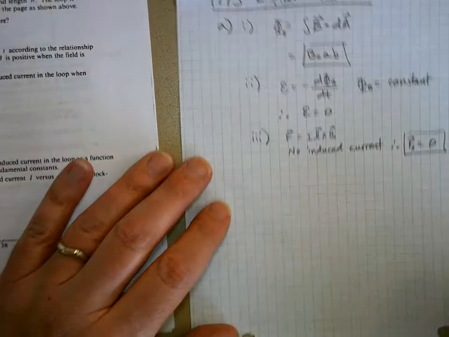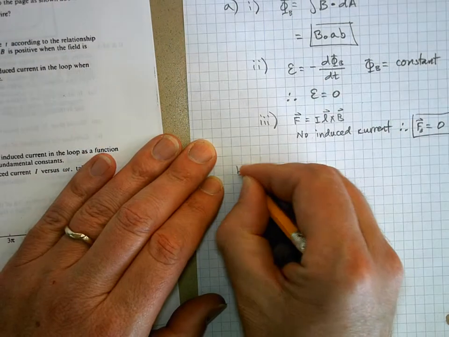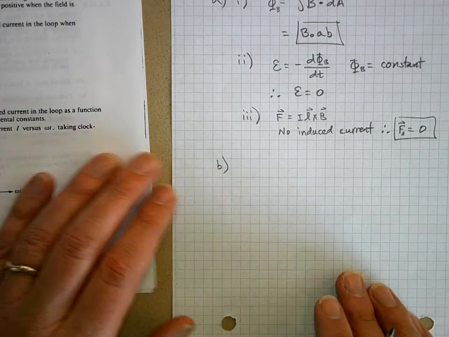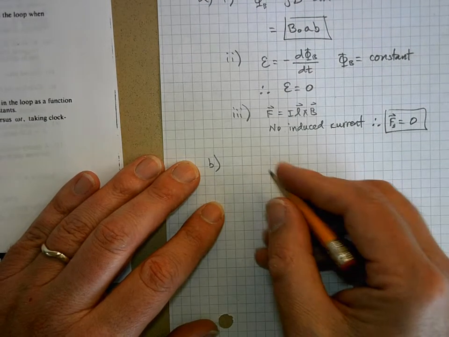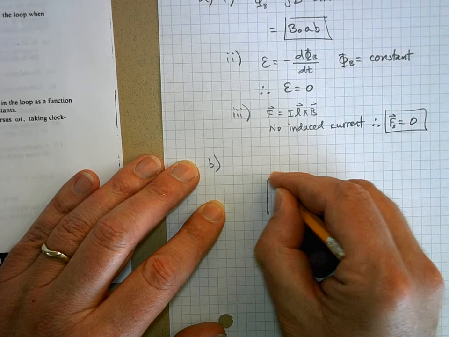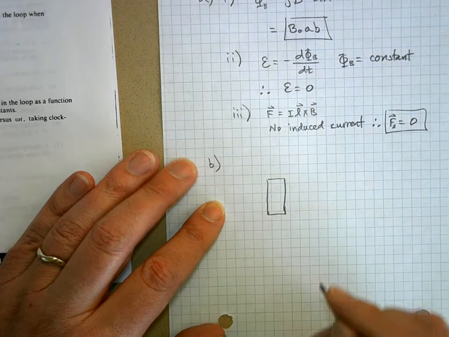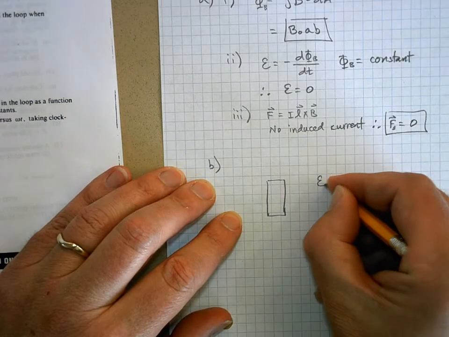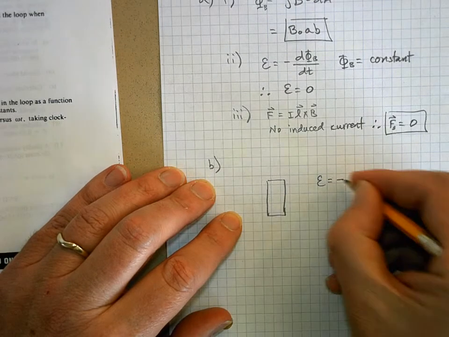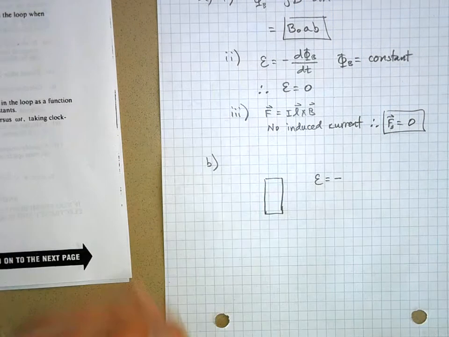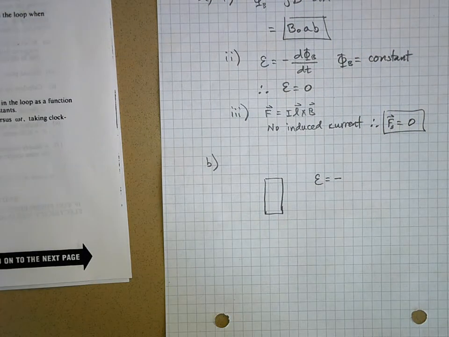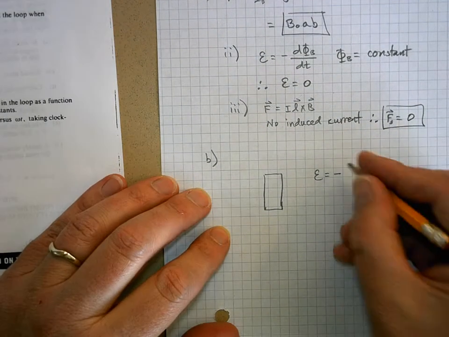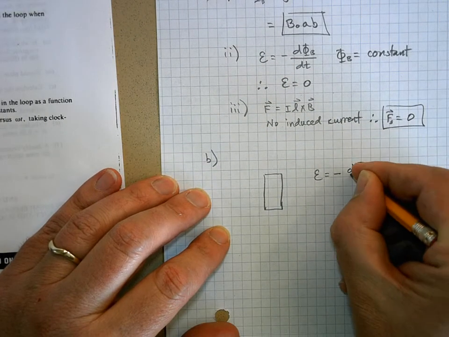Okay, this one's a little tricky. Every year this one kind of makes me scratch my head for a few minutes. So here's my loop of wire. E is equal to, now the negative is Lenz's law here, so that negative is going to help us figure out what is going on here. But let's go ahead and finish my thought here.